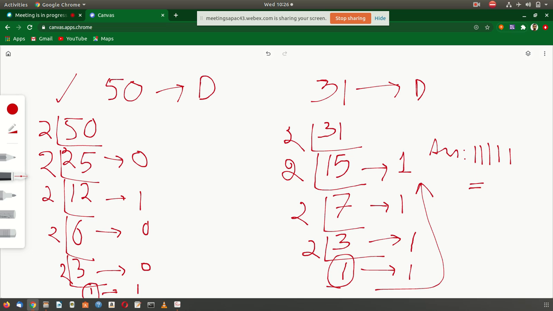We stop and we write the answer from bottom to top. So the answer will be 1 1 0 0 1 0. So that is the answer for 50, 110010, and for 31 it is 11111. If you have doubt, you can multiply and cross check your answer to see whether this is correctly written or not.